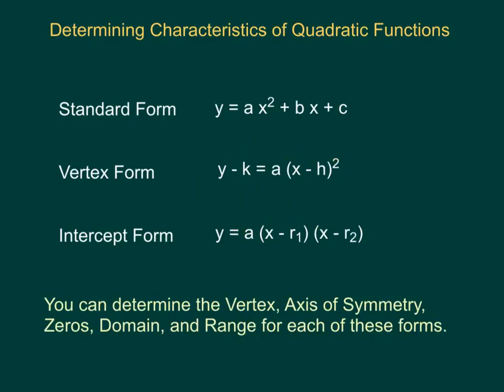And all three of these forms can tell us all the same information, actually. Sometimes it's a little bit easier to find one thing than the other, but we can determine the vertex, the axis of symmetry, the zeros, the domain, and the range from each of these forms. So let's take a look and see exactly how we would do that now.